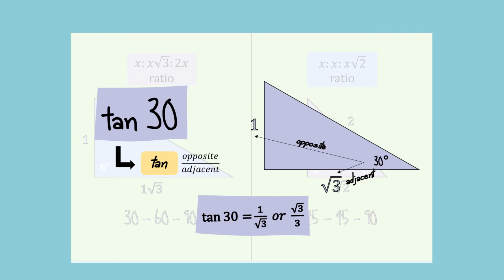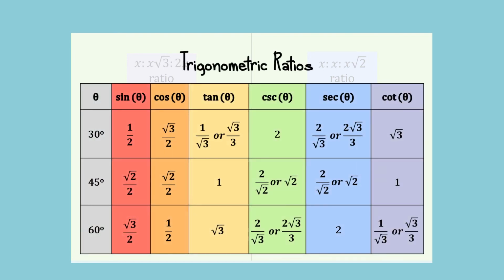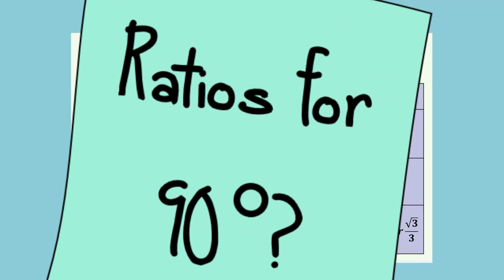If you do the same process for the angles 45 and 60 degrees, we can construct the following table of trig ratios. And this is very important in our study, so make sure to be familiar with them. Remember that these ratios remain the same no matter what. But how about the trig ratios for 90 degrees?